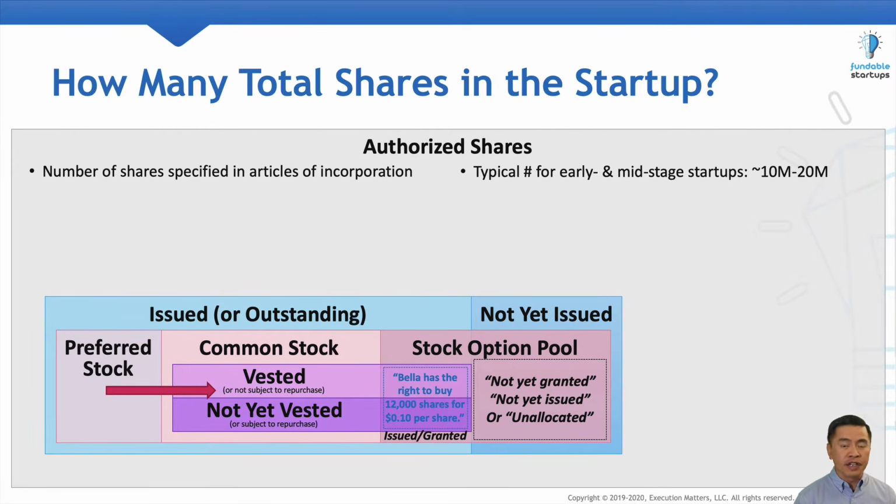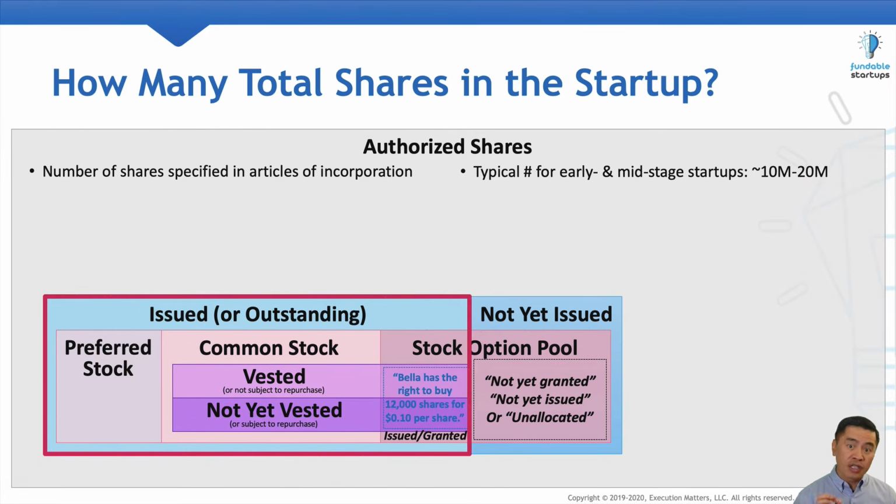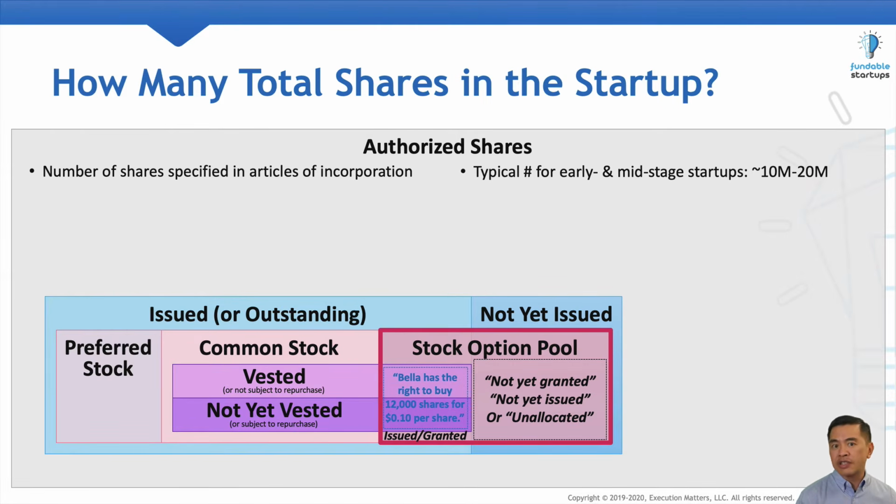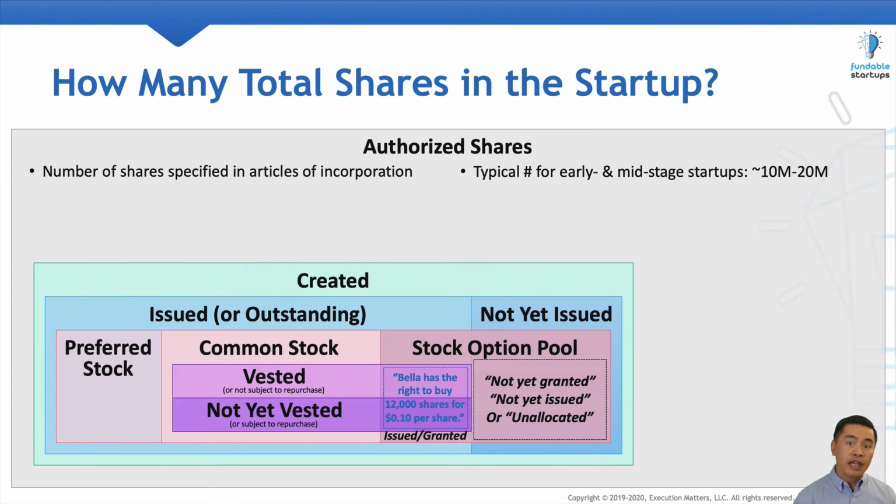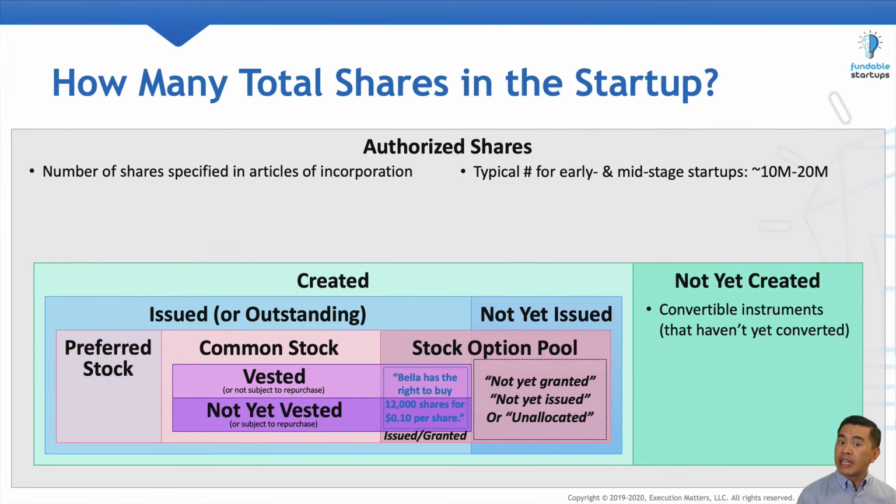The union of the issued shares and the shares in the stock option pool are the shares that have been created. If there are shares that have been created, that also suggests there are shares that have not yet been created, but might have to be in the future. An example would be investors who hold convertible instruments such as a SAFE or a convertible note. We cover convertible instruments in another YouTube video.